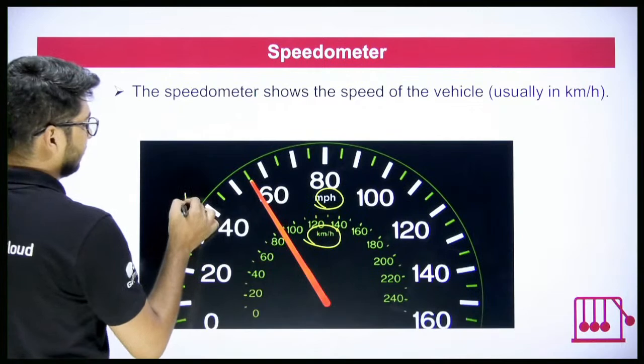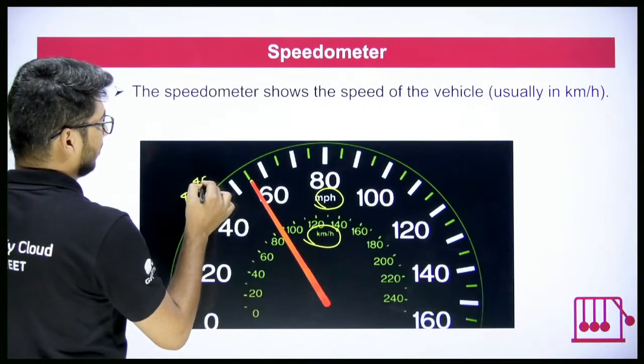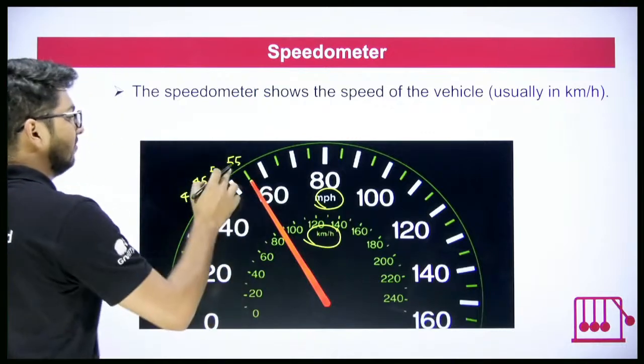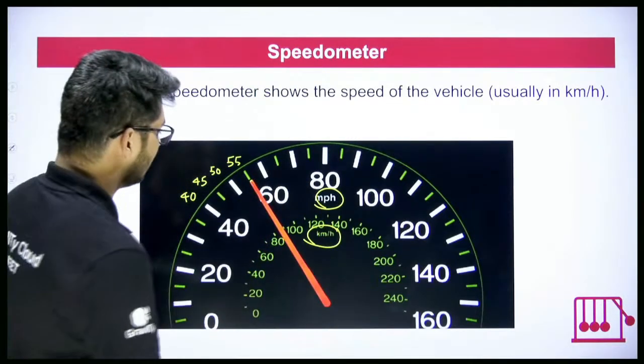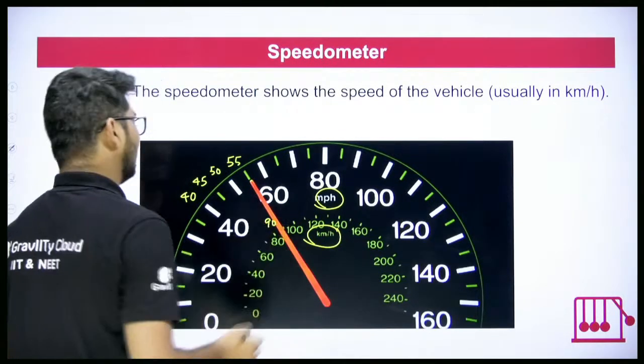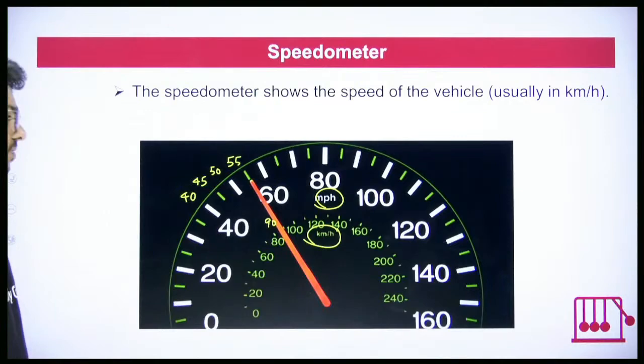So how do I get this? This is 40. This will be 45. This will be 50. This will be 55. That is showing 55 miles per hour. In terms of kilometers, it is between 80 and 100, so around 90 kilometers per hour.